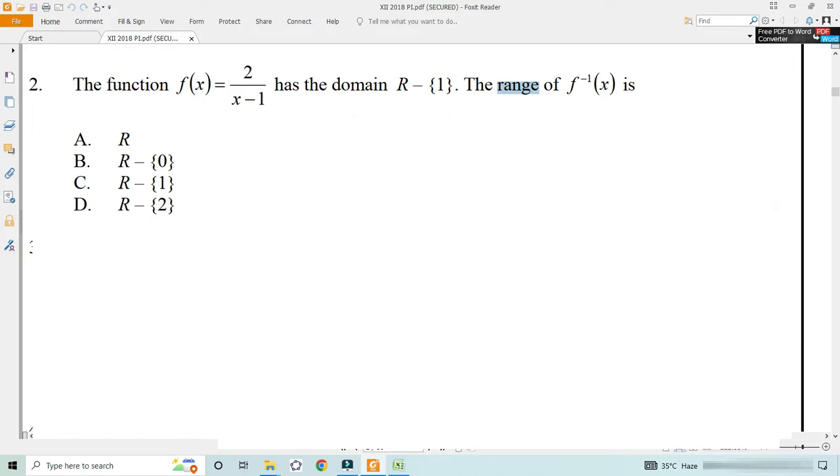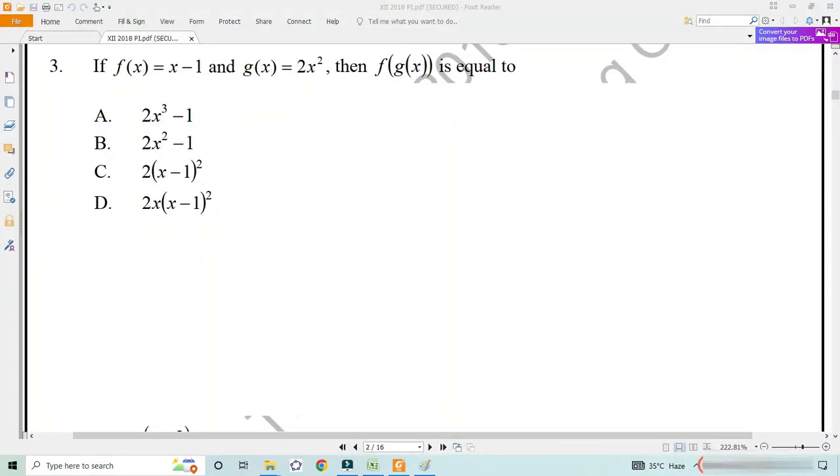Here the domain of the given function is set of real numbers except 1, so this will be the range of its inverse function. So the key is C. In MCQ number 3, we have to find f of g of x. It's very easy MCQ. We simply have to replace x by 2x square and the key is B.